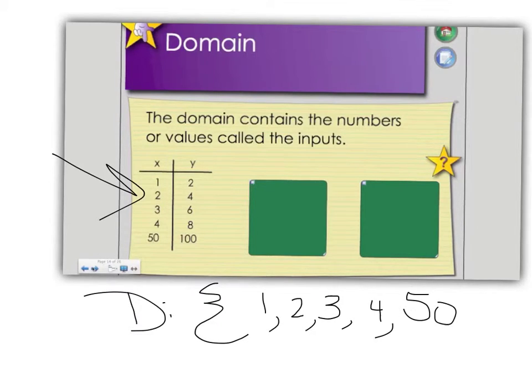Remember not to list doubles. So if there was 2 2s, you would only need to write one of them to indicate that that is part of the domain.